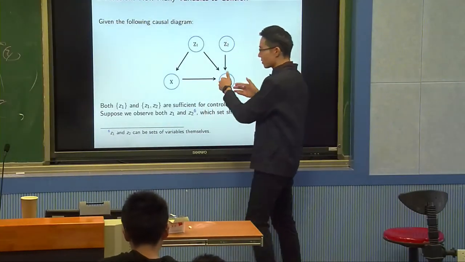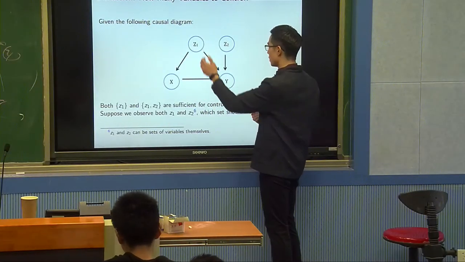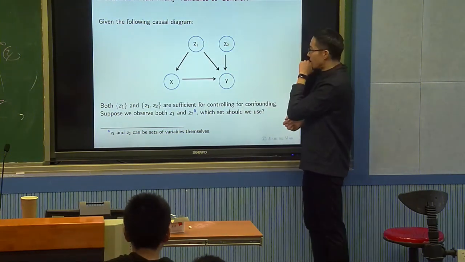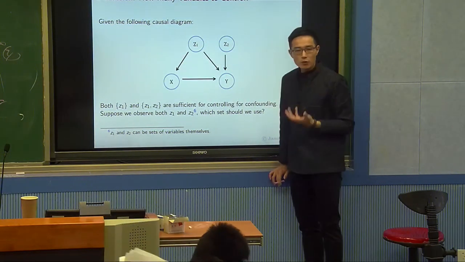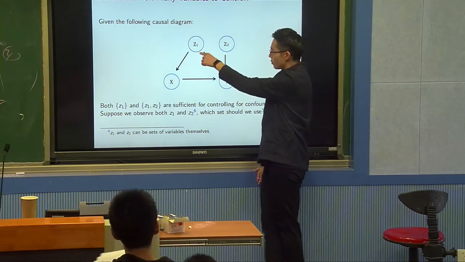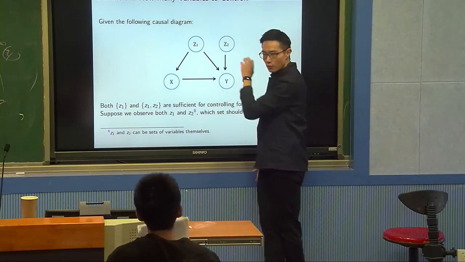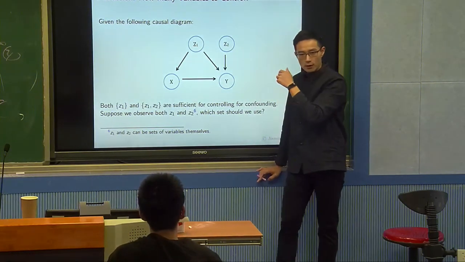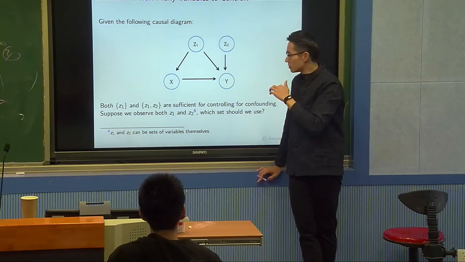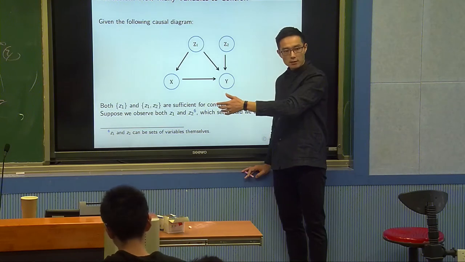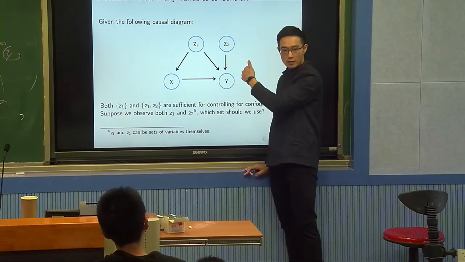Suppose we have this causal model where z goes to x, z1 goes to y, and there's z2 that causes y. Based on the backdoor criteria, we know that the minimum sufficient set is Z1. So we absolutely need to control for Z1. But do we also control for Z2 in our regression? Well, controlling for Z2 also satisfies the backdoor criteria.